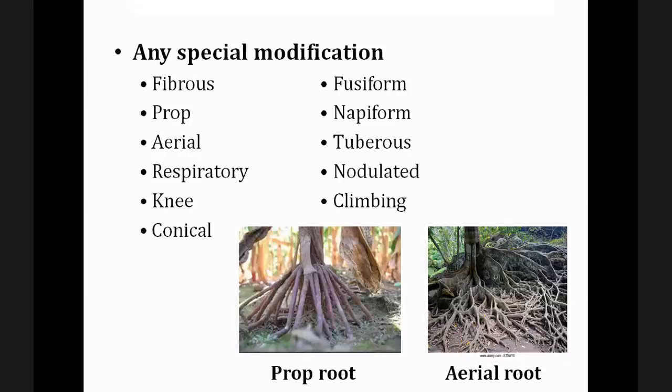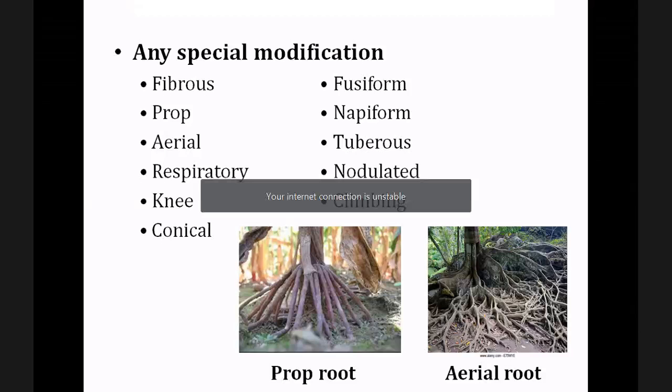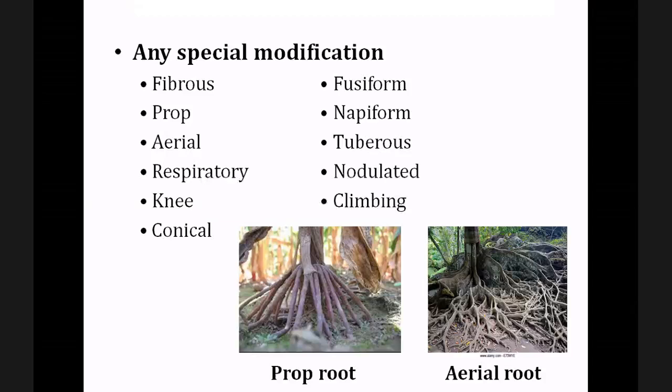So for the example of aerial root you can also write orchids and the ficus tree. You observe that the ficus tree has aerial roots. The function: they anchor the plant and support the plant. They fix the plant to the surface or supporting structure. In some plants they absorb nutrients and moisture from the environment. The examples are orchids and ficus.